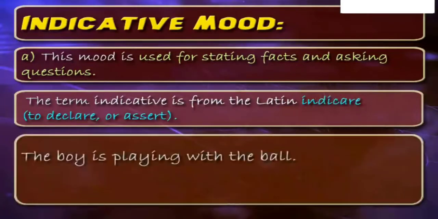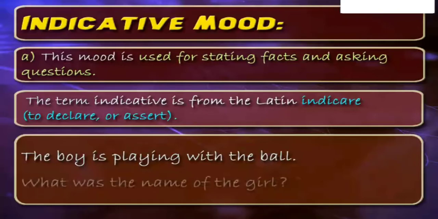Let us see this sentence. The boy is playing with the ball. The above sentence states the fact, so indicative mood is used in the sentence. What was the name of the girl? The above sentence asks questions. Hence, indicative mood is used in the sentence.